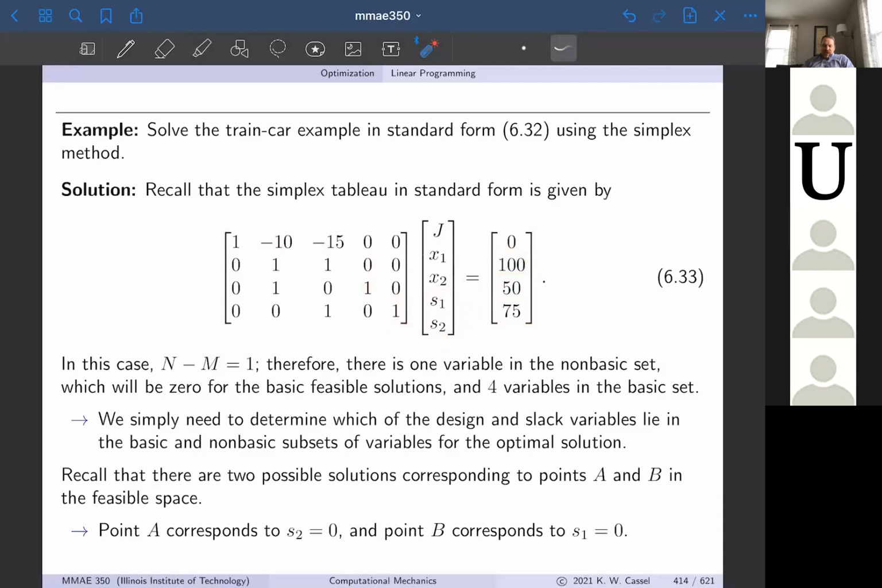Now, in this case, n minus m is 1. So n is 4, m is 3, or if you include the first row, then n is 5 and m is 4. But either way, n minus m is 1. And so there is one variable that's in the non-basic set. So that means there's going to be one variable that's not equal to 0.